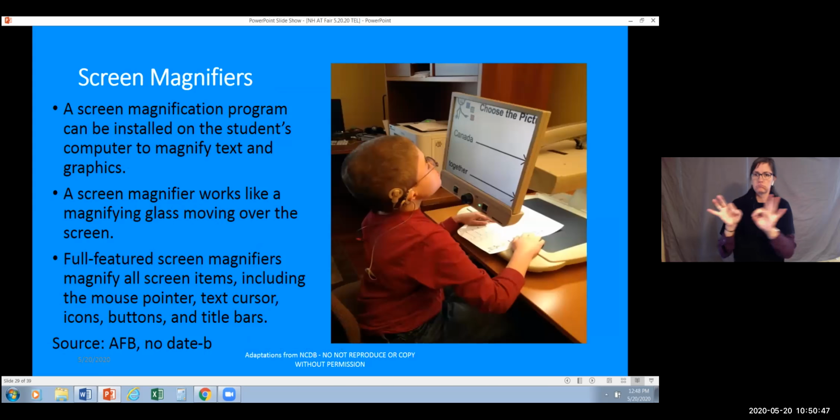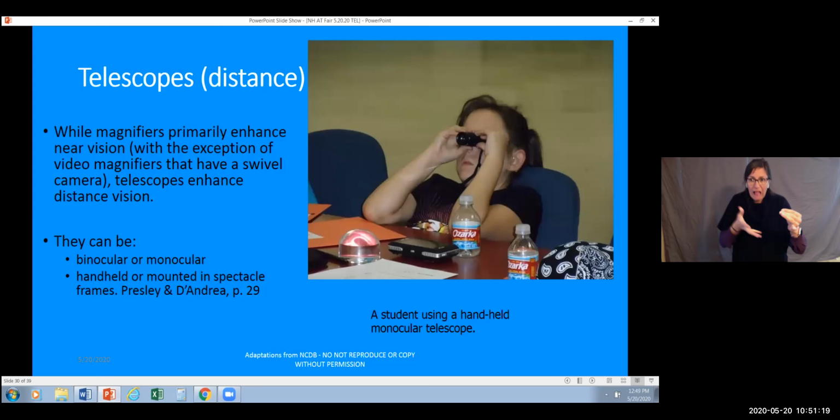Here's an example of a screen magnifier. So this youngster, Ethan, has the materials underneath the device and it's depicted up in enlarged print. But as you can see, you enlarge the print, but now you're going to increase the visual demand for that student to scan that entire screen, and it takes longer and it can be more fatiguing. So there's a lot of options that have to be looked at and a lot of considerations that have to be put into play when you're deciding which kind of device and which kinds of supports to put in place.